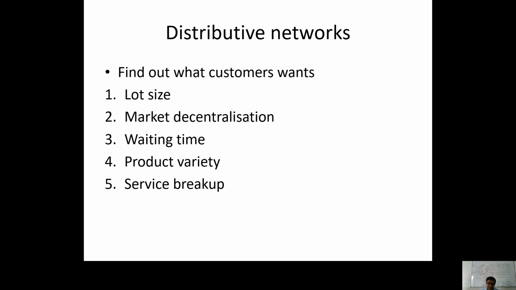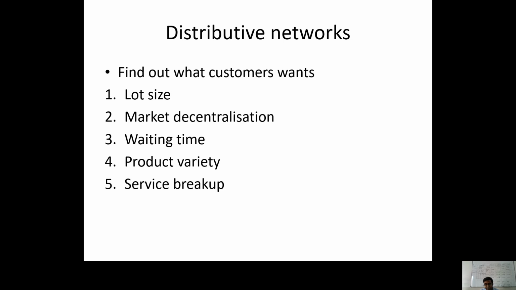Another is market decentralization. Market decentralization is a second point, which not only impacts your distributive network, but also impacts your organization directly. If the market is scattered and your customers are decentralized, and the market responds in different manners, then it is very important that you respond accordingly. You have to decide how you are going to ensure that your goods reach the customer in the right manner. So you must have a very close and pinpoint view of the market situation.